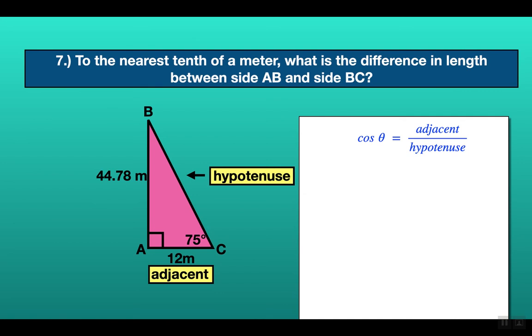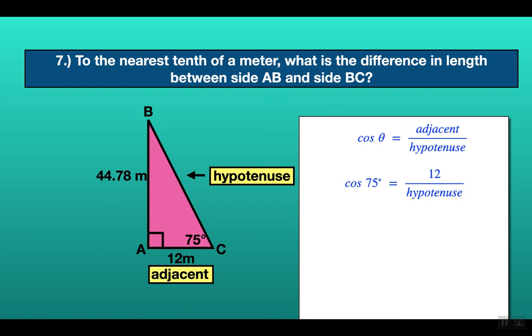All right, so let's use the adjacent side, which contains the information they gave us, that the adjacent side is 12 meters. Cosine is adjacent over hypotenuse. Let's substitute the values that we know. The measure of the angle that we're working with is 75 degrees. The adjacent side is 12, and we don't know the hypotenuse. That's what we're trying to solve for. So there's our setup. Cosine of 75 degrees equals 12 over the hypotenuse.